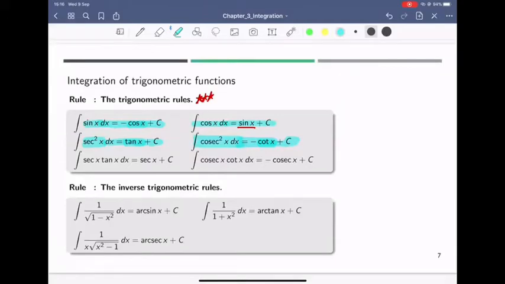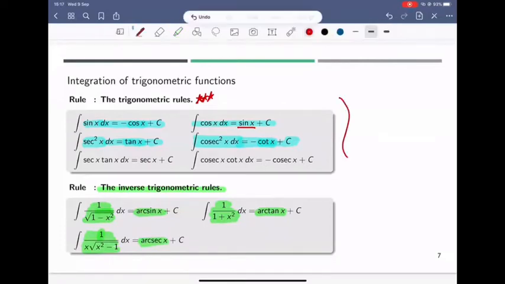The same thing with inverse trigonometric functions. If you differentiate arc sine, you get 1 over the square root of 1 minus x squared. So if you integrate it, you get back arc sine. Also, integrating 1 over 1 plus x squared gives arctan. And integrating 1 over x times the square root of x squared minus 1 gives arcsec. So you have no choice, you have to memorize this thing.